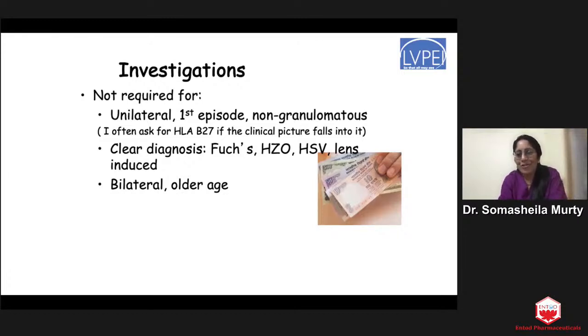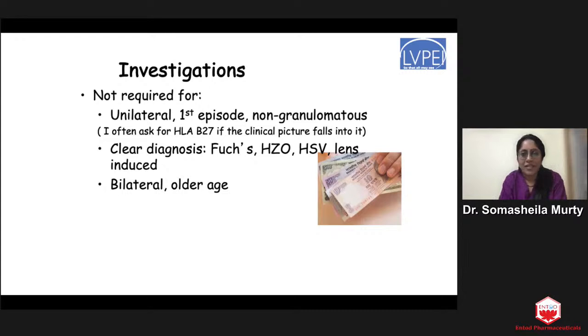because of the amount of money the patient is going to spend with the list of investigations that are given. So we must remember that the role of lab investigations, luckily in anterior uveitis, is very limited, very limited. So it's not required most of the time. If it's a first episode of non-granulomatous uveitis, we can simply treat the patient.